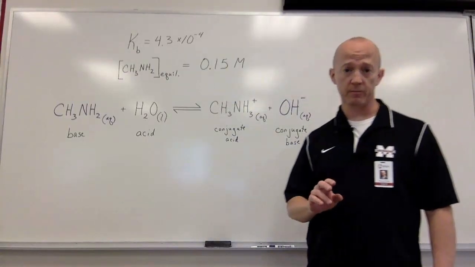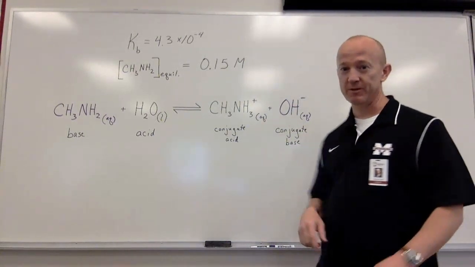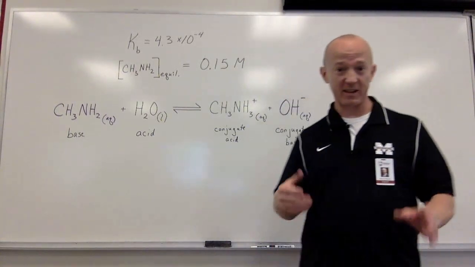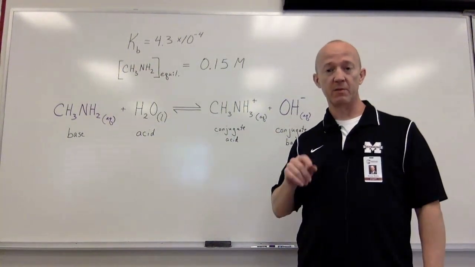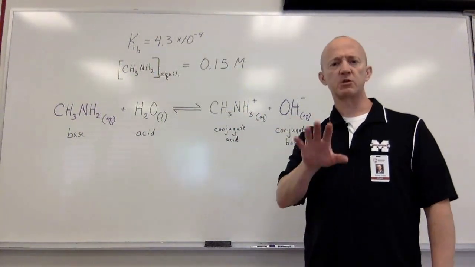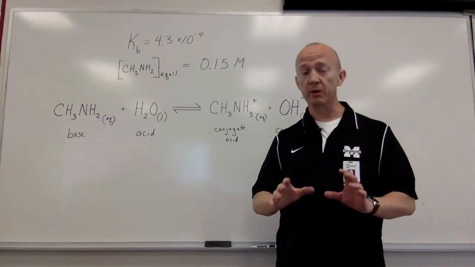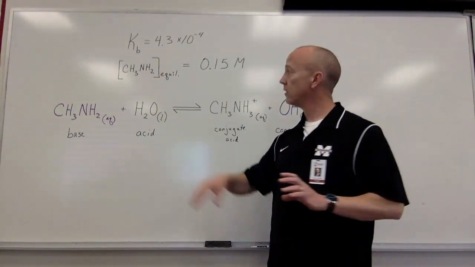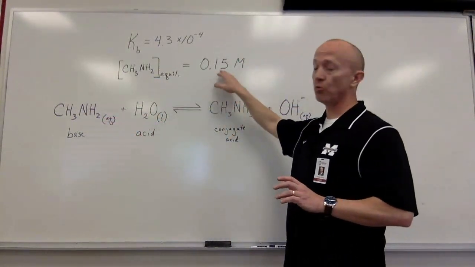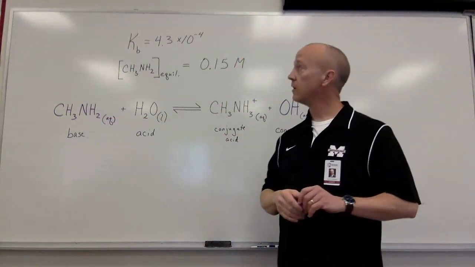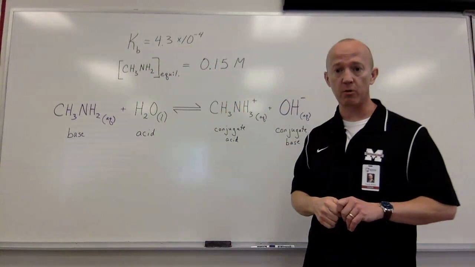Okay, got a problem for you. Now, you want to go back like 30 seconds and see what was written on the board right here, because that'll help you out a little bit. It was the Kb expression for this equation. Remember, products over reactants. Here's what I want you to do. Let's say we have this reaction, and at equilibrium, the concentration of CH3NH2 is 0.15 molar. The Kb for this reaction is 4.3 times 10 to the negative 4.